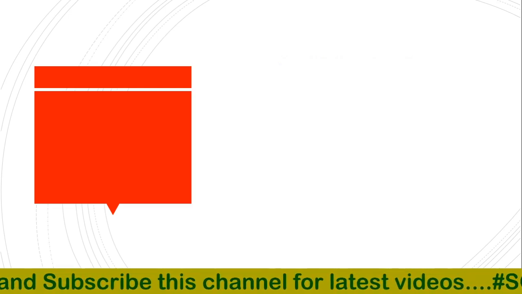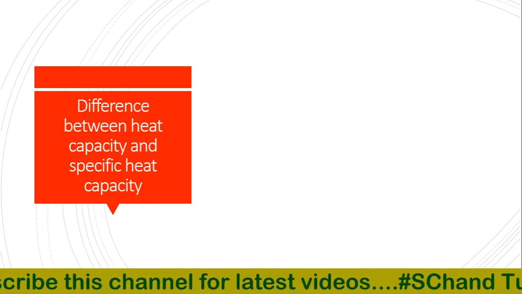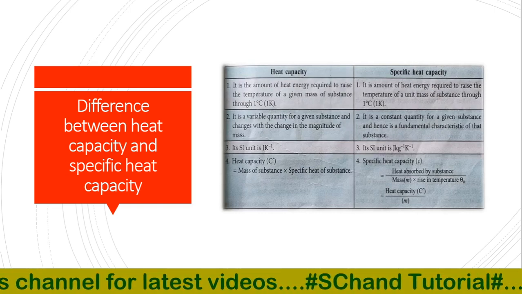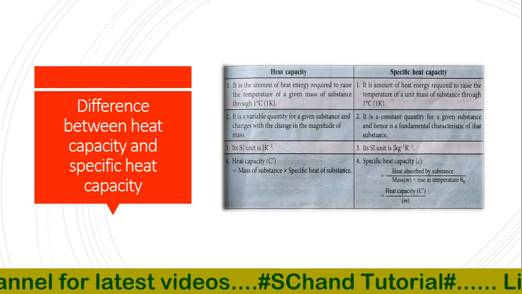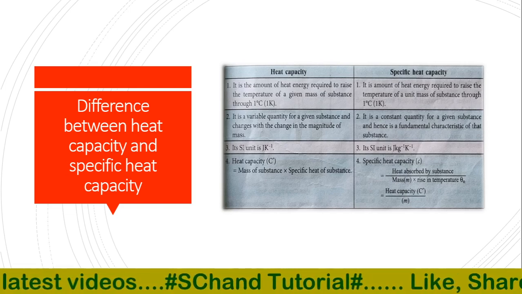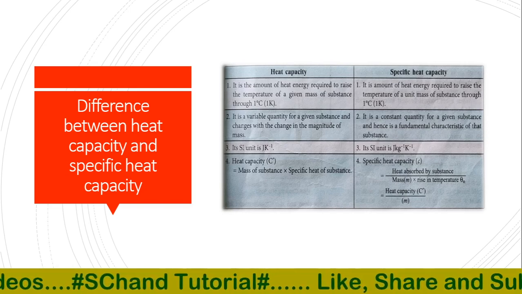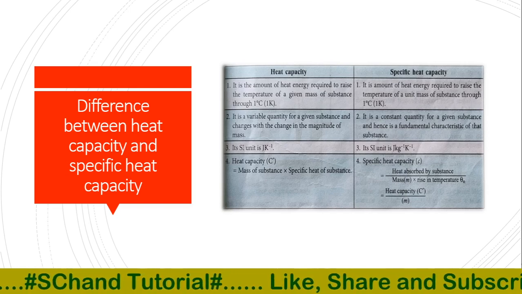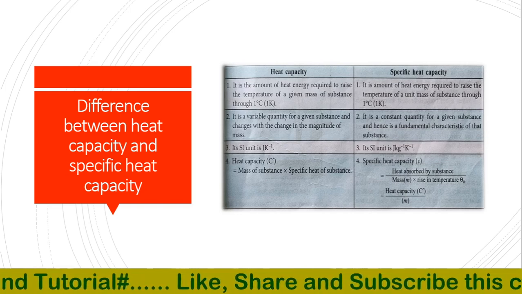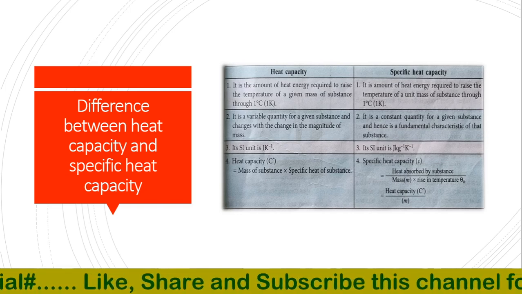Then we have next the difference between heat capacity and specific heat capacity. So heat capacity is the amount of heat energy required to raise the temperature of the given mass of substance through 1 degree Celsius, and specific heat capacity is the amount of heat energy required to raise the temperature of unit mass of the substance through 1 degree Celsius or 1 Kelvin. So heat capacity is a variable quantity for a given substance and changes with the change in magnitude of the mass, and specific heat capacity is a constant quantity for a given substance and hence a fundamental characteristic of that substance.